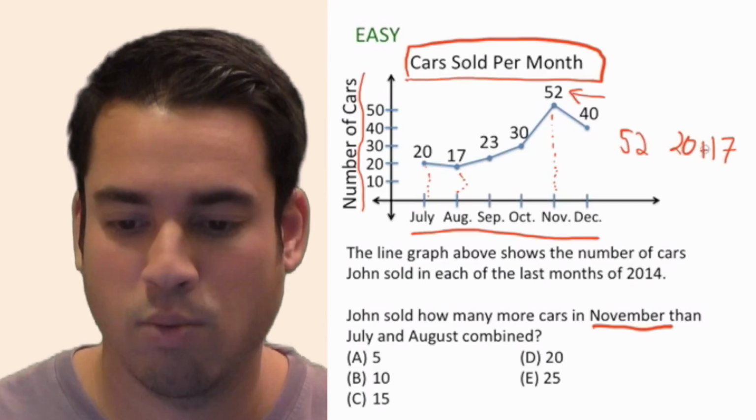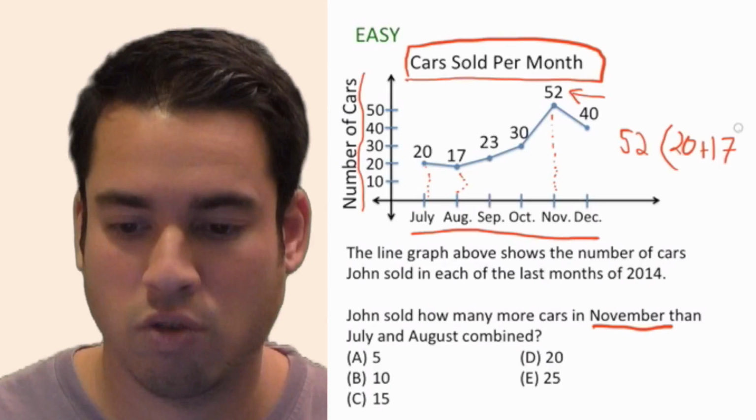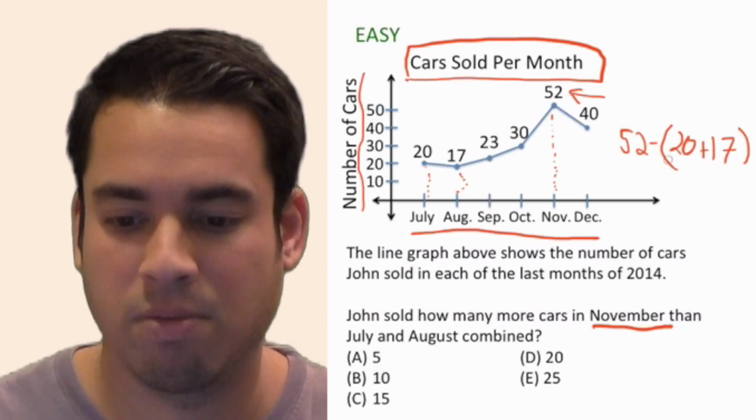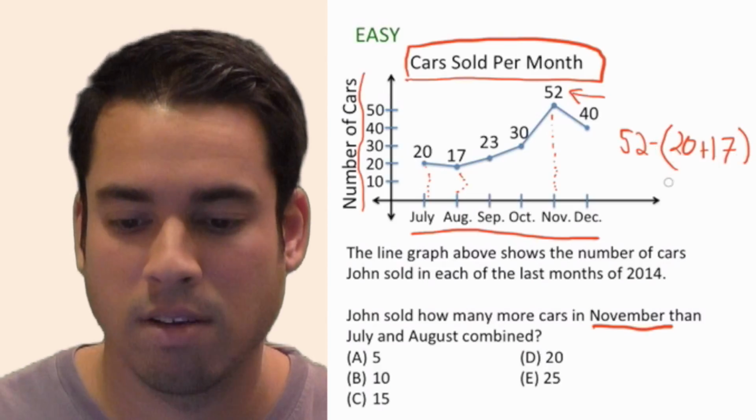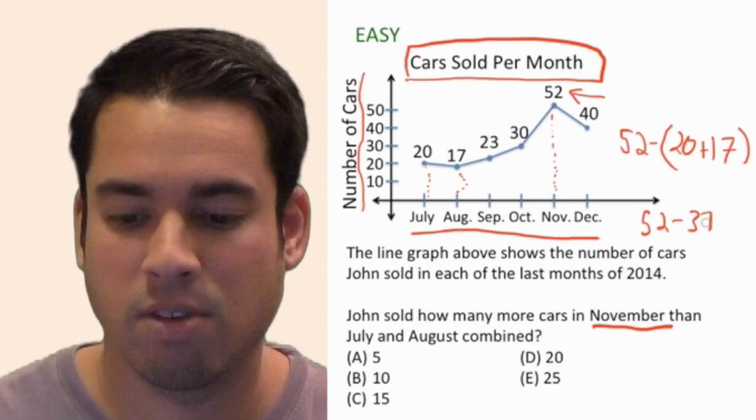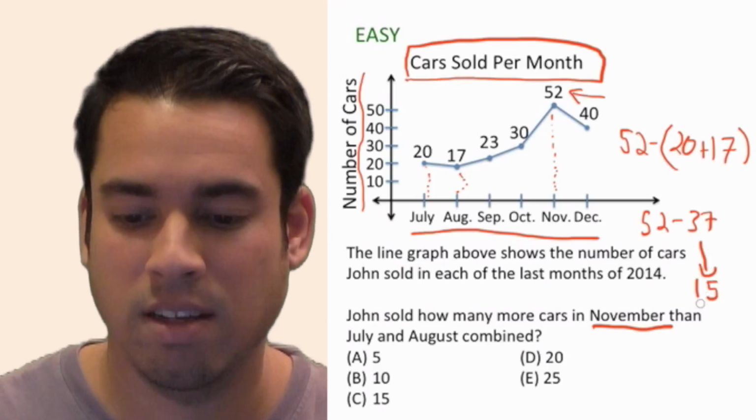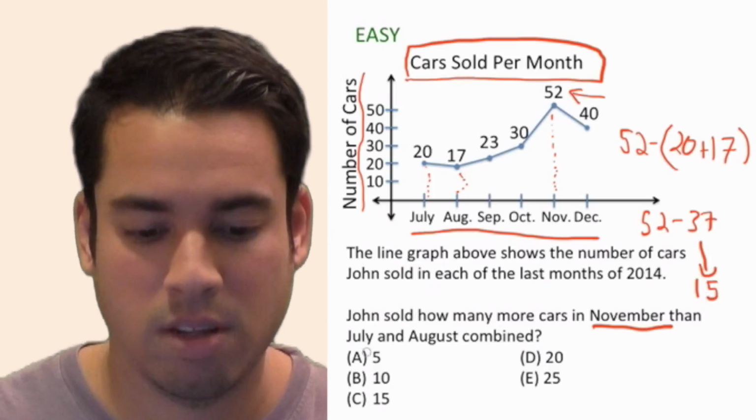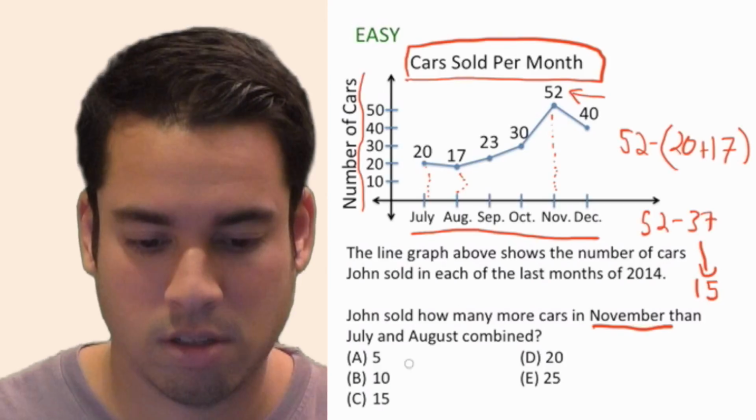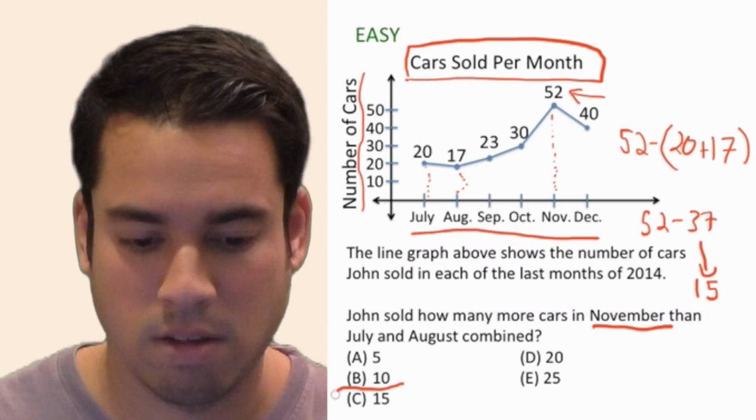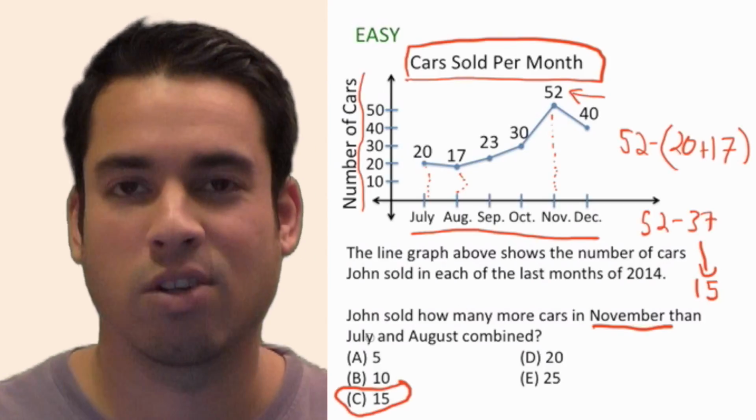So basically, we want to subtract the sum of these two from 52. So here we've got 52 minus 37, and that gives us, right here, 15. Now let's see if we have that anywhere, and that looks like answer choice C, 15. Final answer, and that's how you do it.